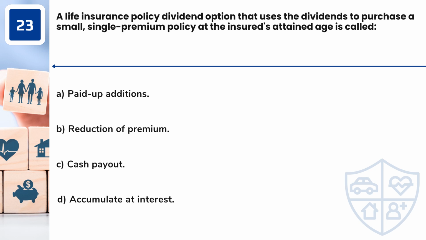Question 23. A life insurance policy dividend option that uses the dividends to purchase a small, single premium policy at the insured's attained age is called: A. Paid-up additions. B. Reduction of premium. C. Cash payout. D. Accumulate at interest.